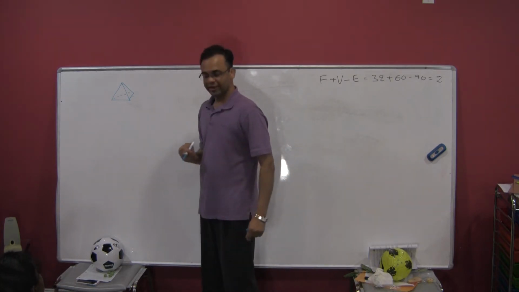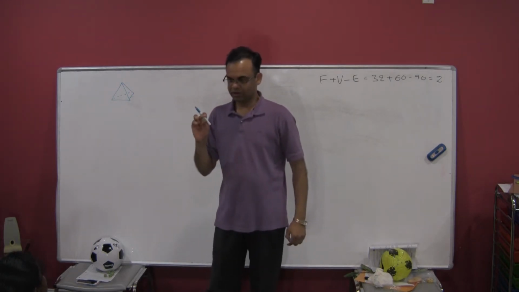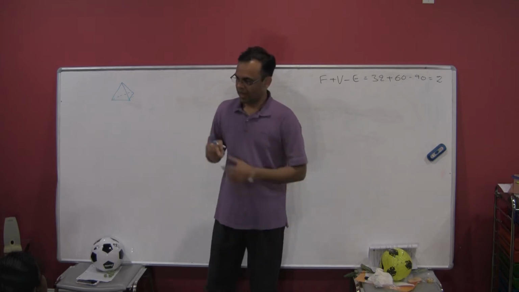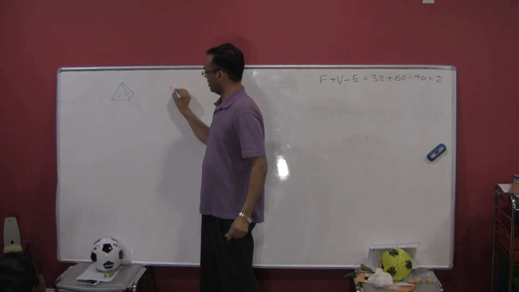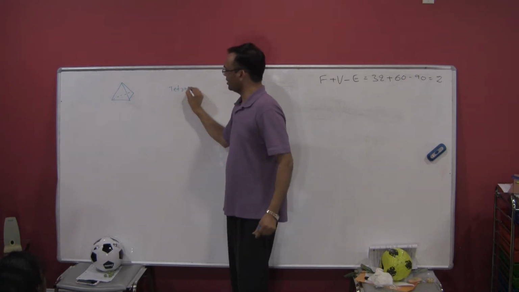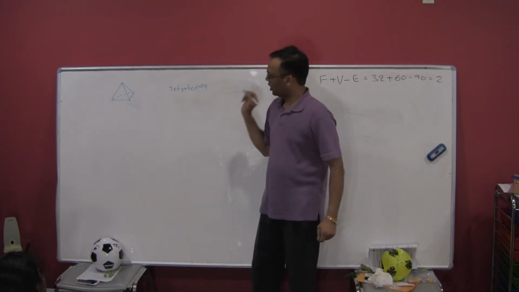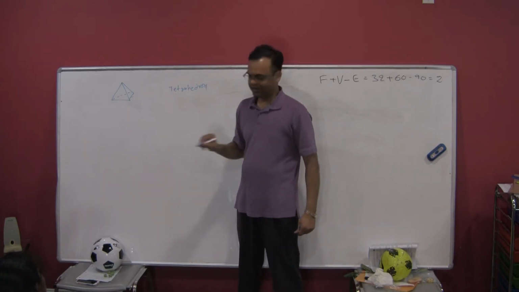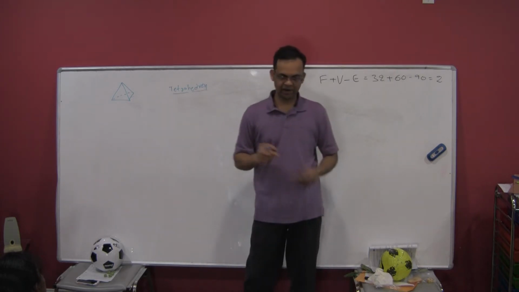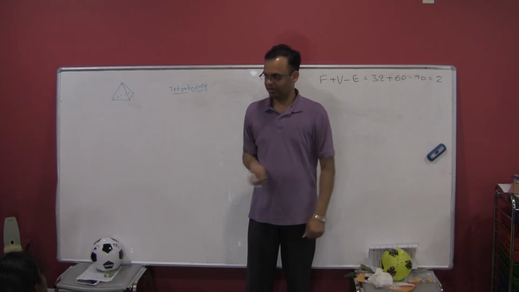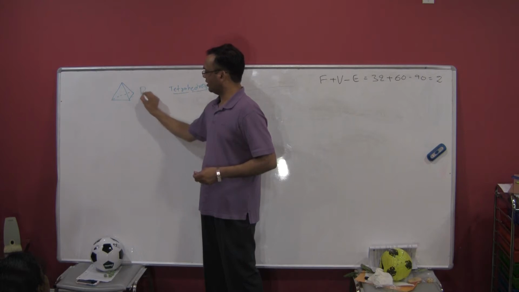So it has a special name. The way we name these is based on the number of faces. Because it has 4 faces, we call it a tetrahedron. Anybody heard this name earlier? A tetrahedron? Now, in Latin, tetra means 4, and hedra means face. A tetrahedron is a 4-faced solid object. It is also called a regular tetrahedron.